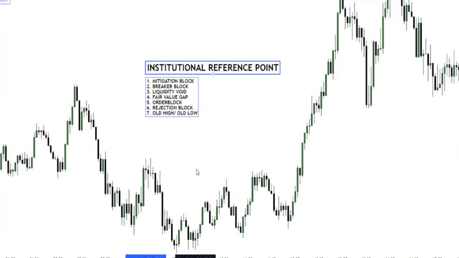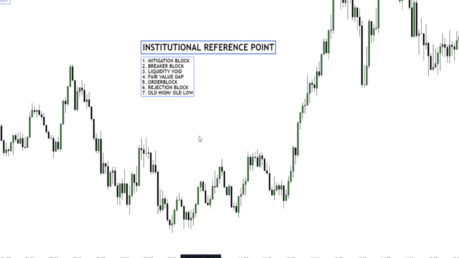Did you know that as good as order block is, it is not the only institutional reference point in the smart money concept? There are several other institutional reference points that are more powerful, and price respects them more than an order block. So in this video, I'll be going through every single institutional reference point in the smart money concept.